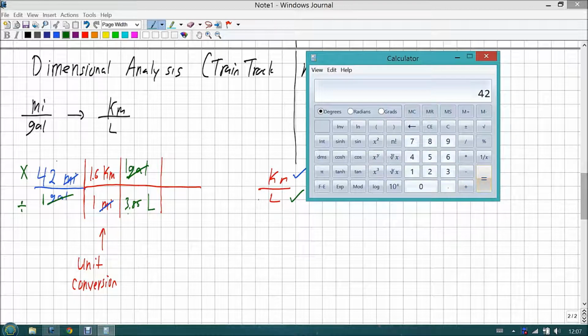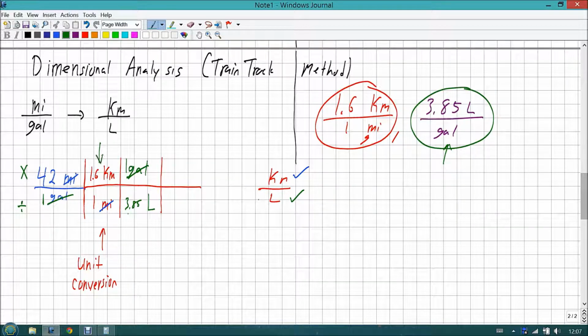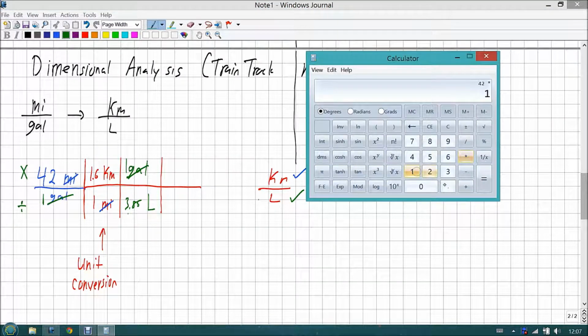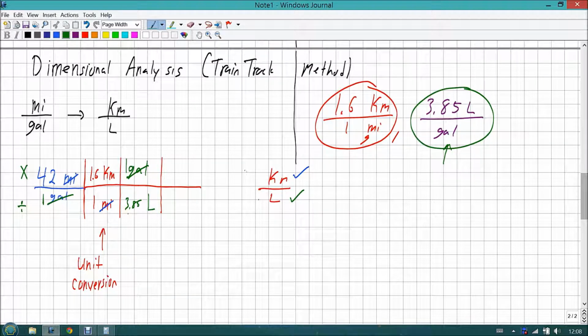Okay, now I'm done with that one. On to the next one, I got the 1.6 on top and the 1 on the bottom. So I take this line, multiply by 1.6, and then I divide by the 1 on the bottom. On the next one, multiply by the 1 that's on top, the 1 gallon on top, and then divide by the 3.85 liters on the bottom. And I get 17.454545. I'm going to round that up to 17.5. So I would say I get 17.5 kilometers per liter.